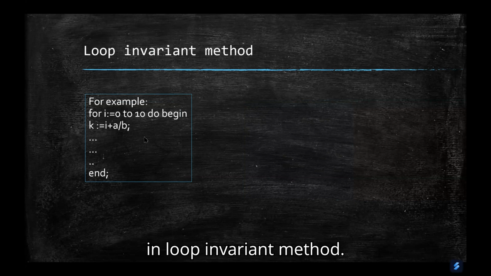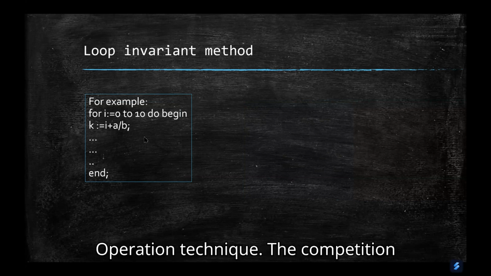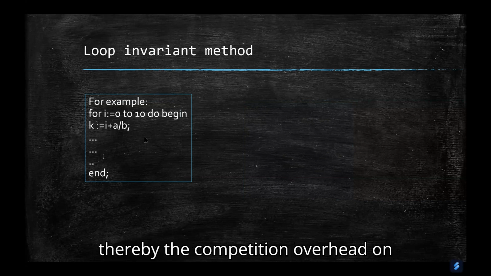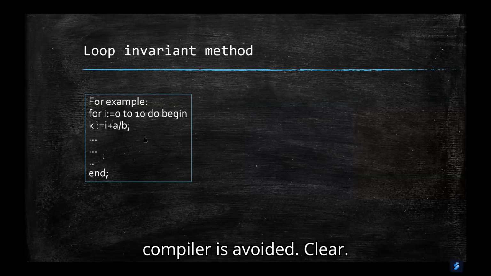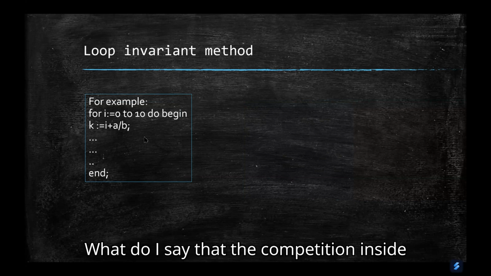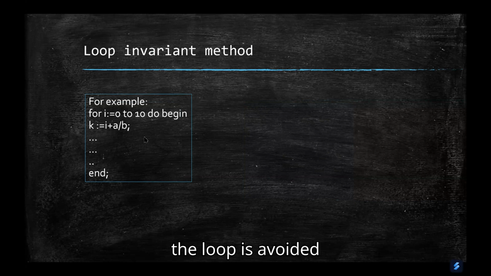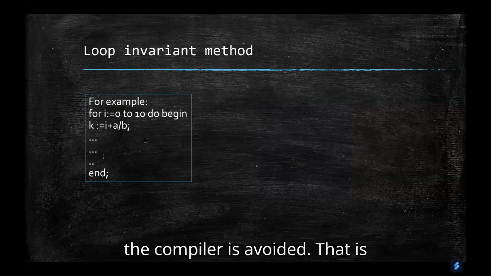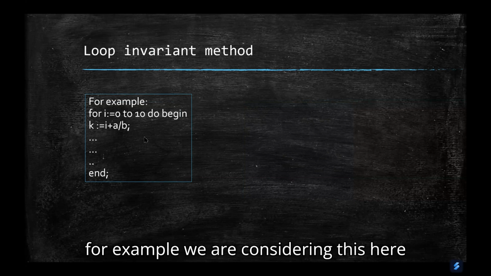In the loop invariant method, the computation inside the loop is avoided and thereby the computation overhead on the compiler is avoided. Clear? What we are saying is that the computation inside the loop is avoided and thereby the computation overhead on the compiler is avoided. That is, for example, we are considering this.